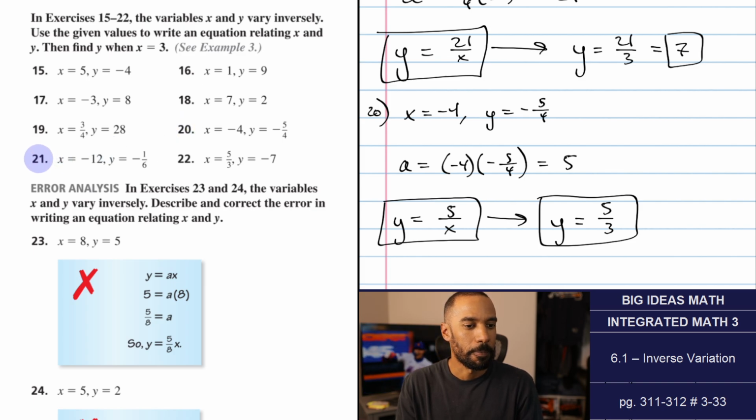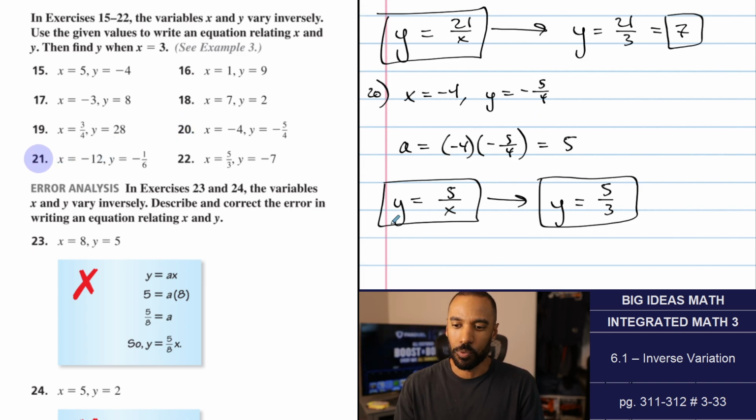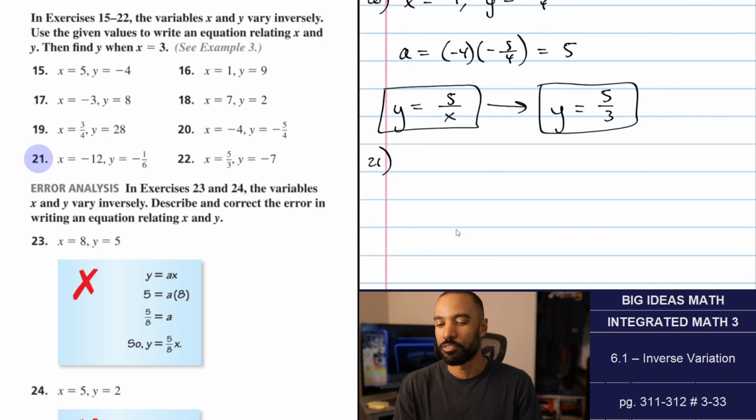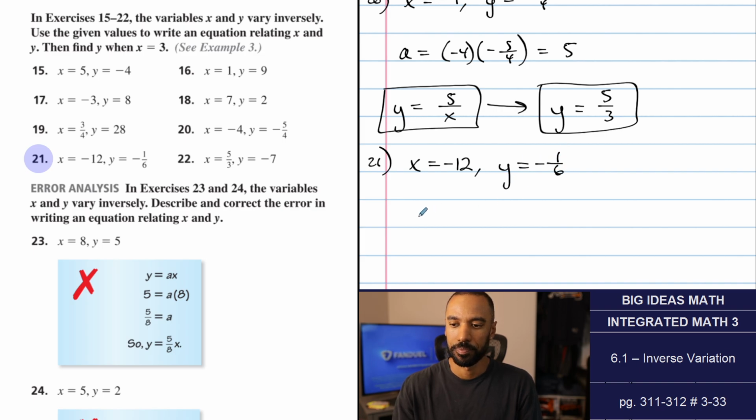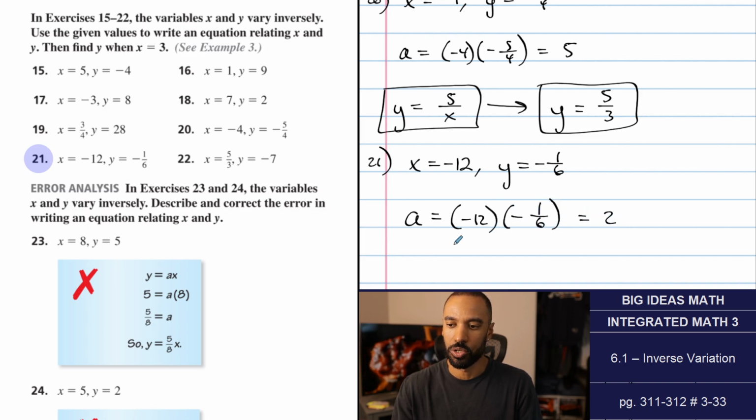Number 21. We get x equals negative 12 and y equals negative 1/6. So a is the product of these two for inverse variation. Again, negative times negative is a positive. 12 over 6 is 2. So your equation is y equals 2 over x.